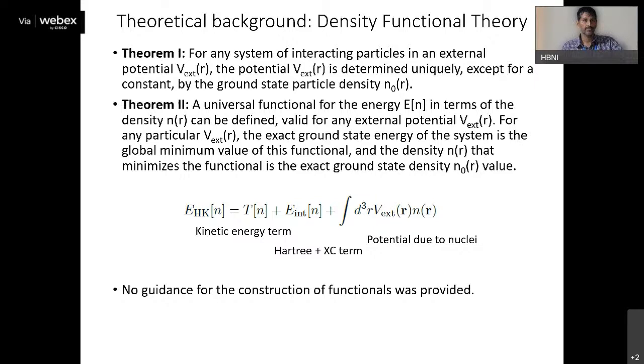But even after this theorem, it is not possible to do this kind of quantum mechanical simulation. The reason is that there was no guide for the construction of this functional, how one can construct this functional, and how one can minimize it.